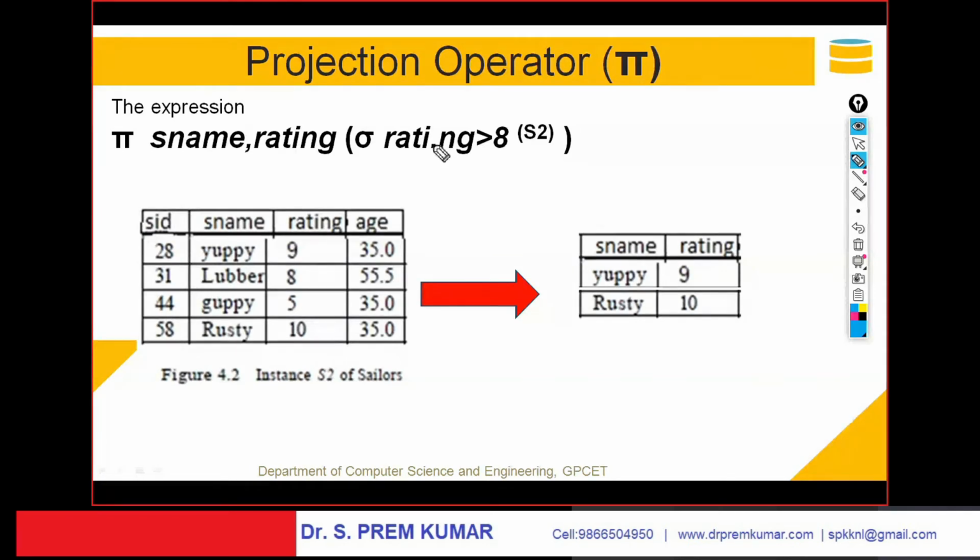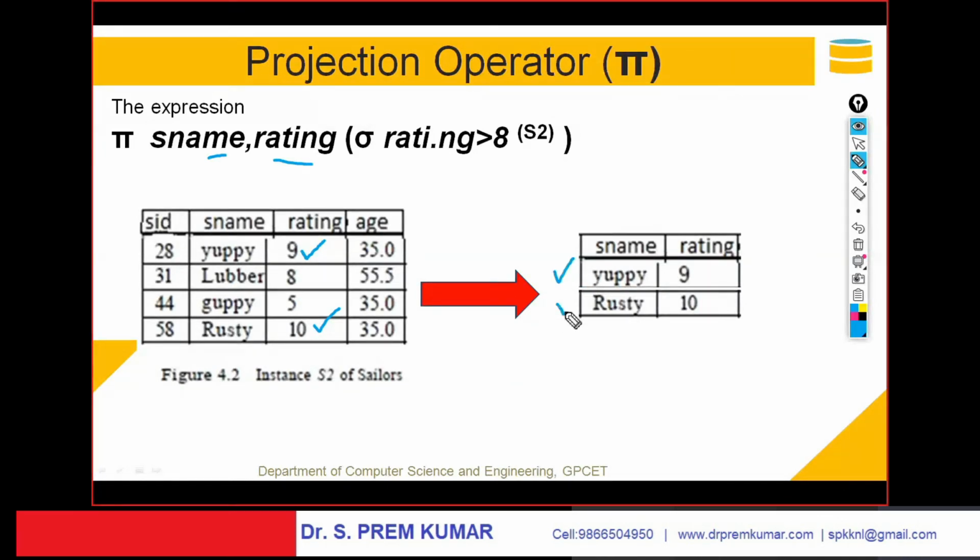Select rating greater than 8 from S2. Rating greater than 8 means you will get this and this. From that, project S name and rating. So you will get UP and Rusty. In output you are getting only UP and Rusty.